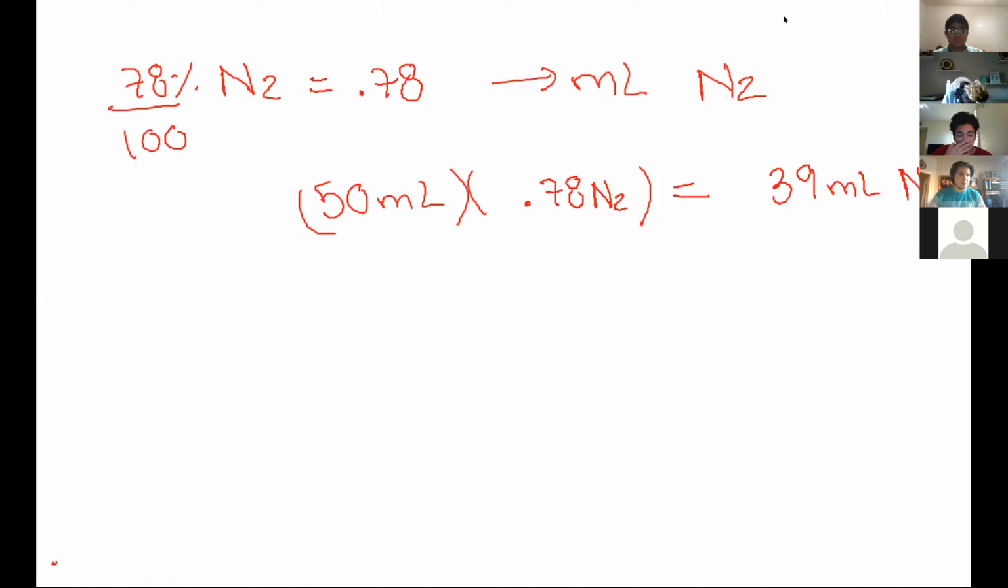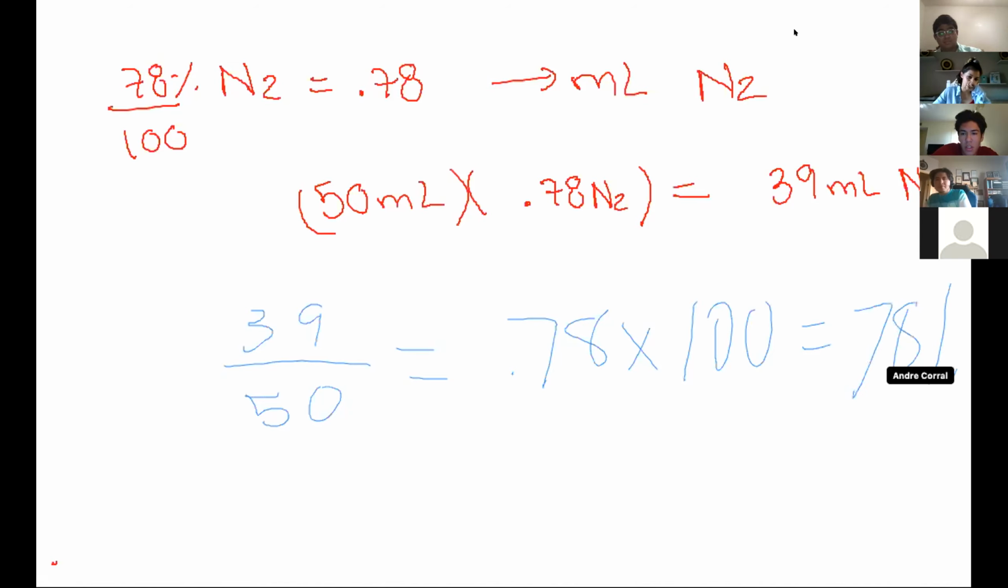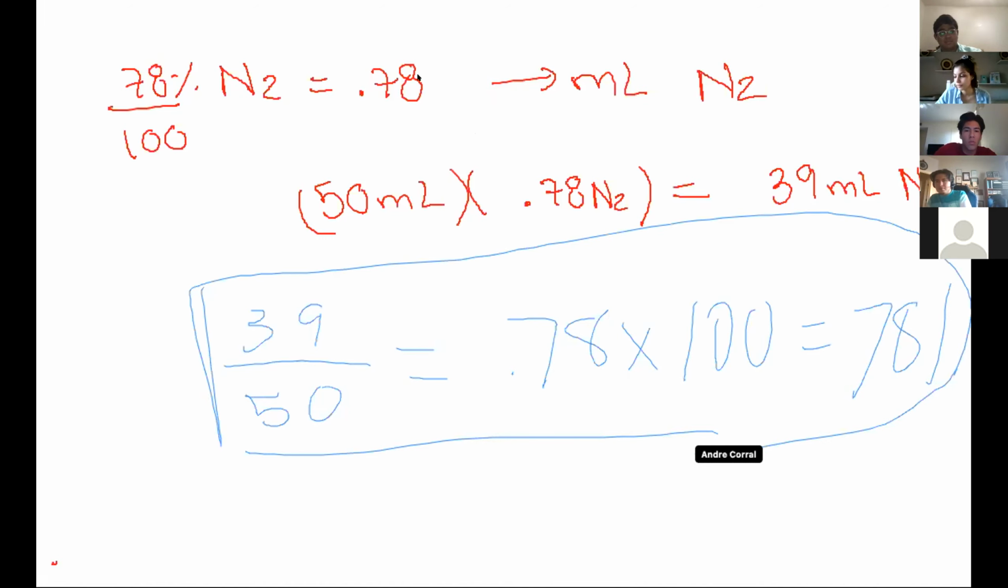So yeah, you can even check it. 39. Yeah, you can even check it. You can do 39 out of 50. So this is your answer, right? Hold on, let me annotate it. So you can even check it just by doing this. You have 39 milliliters out of 50, and that should give you about 0.78. So remember, just to turn it into a percentage, you multiply times 100, so it's 78%. So that's just to check your answer, but this is usually the process, and it's pretty straightforward, pretty simple.